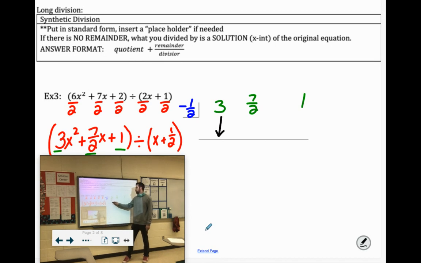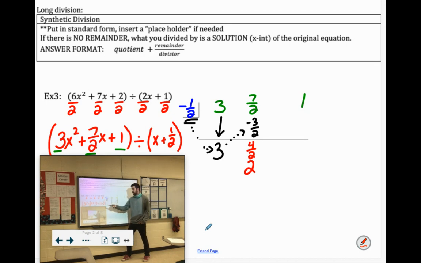First number, you just bring it straight down. No matter what, you don't change it. Now, you're going to take the number there, the 0. You're going to multiply it by that number. Negative 1/2 times 3 would be negative 3/2. And you write that right up here, negative 3/2. Now we're going to add straight down. 7 over 2 plus negative 3 over 2 would be 4 over 2. Now, what is 4 over 2 really? It's 2, right? So we'll just change that to 2.